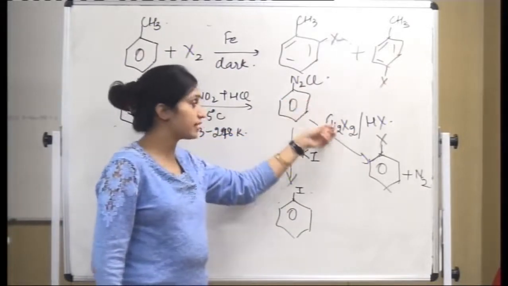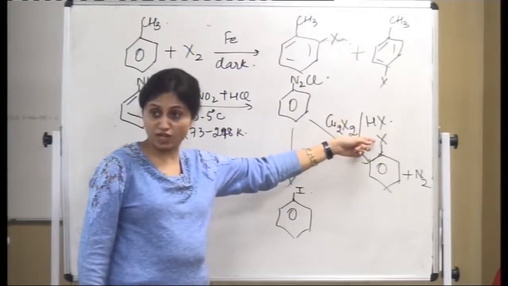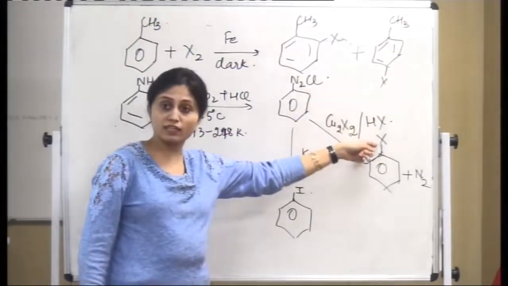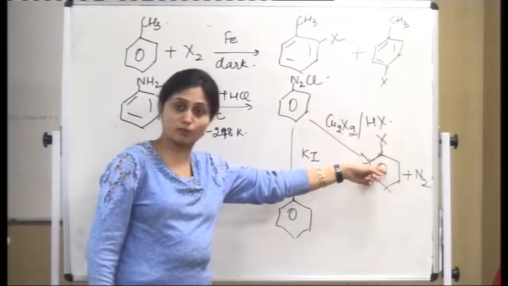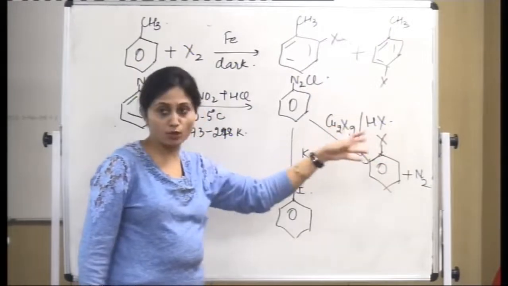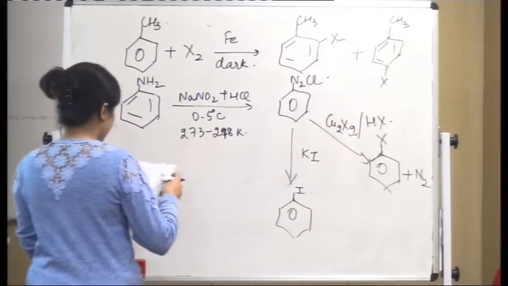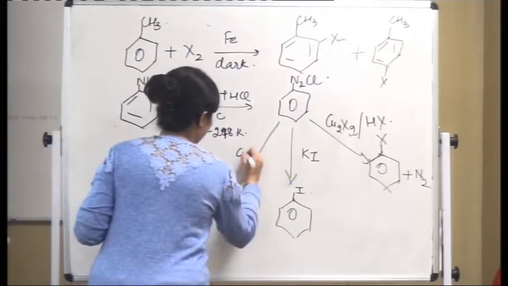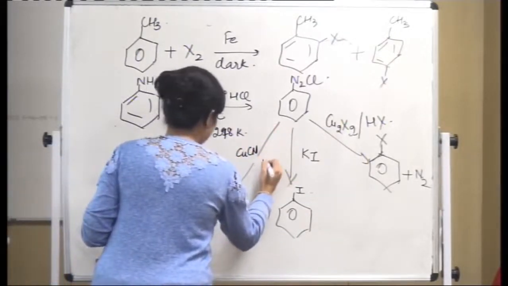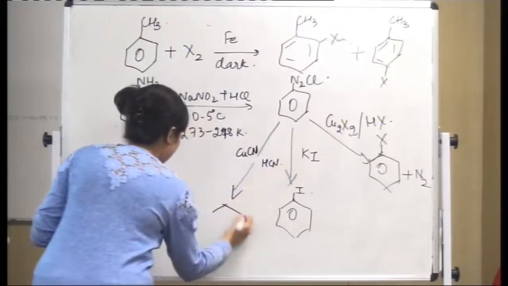So to N2Cl you add CuX2 in the presence of HX. Cu2Cl2 in the presence of HCl will give you chlorobenzene, and similarly bromobenzene. When you add KI, you get iodobenzene. When you add, let's do it here itself, CuCN in the presence of HCN, so then in that case you will get what?